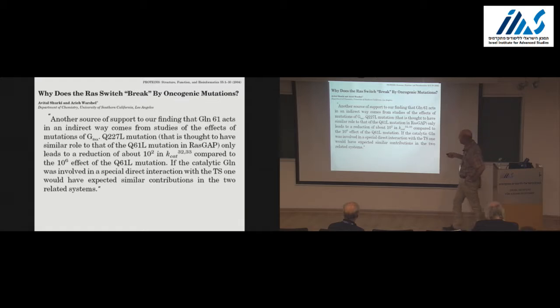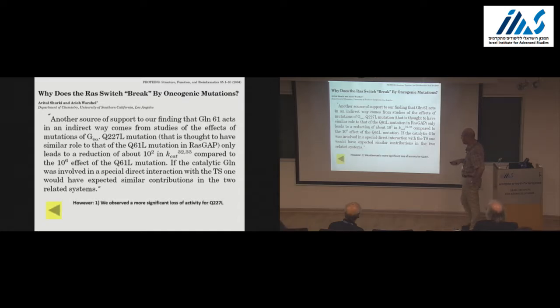They said that another source of support that glutamine 61 acts in an indirect way comes from the studies of the glutamine mutant of GS alpha that we studied, as I showed you. In this case, he said that there is only a 10 to the second fold reduction of the rate by the mutation, while in RAS, it's a 10 to the 6th effect by the same mutation of the catalytic glutamine. And if the catalytic glutamine was involved in a special direct interaction with the transition state, you would expect a similar contribution. Now, I completely disagree with that for several reasons.